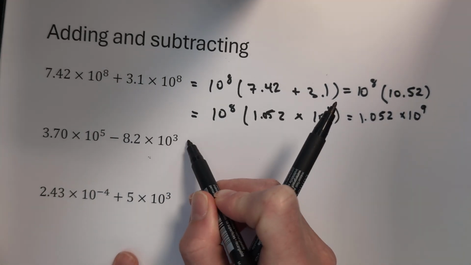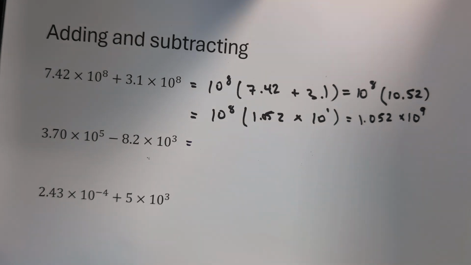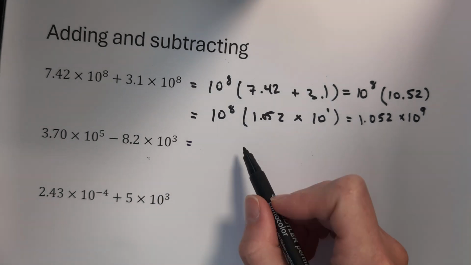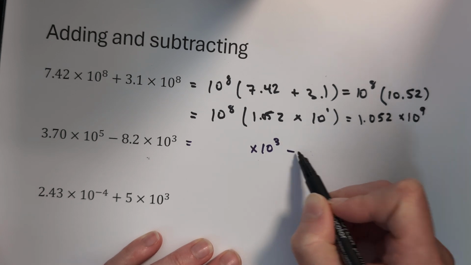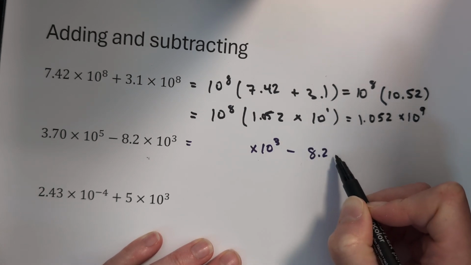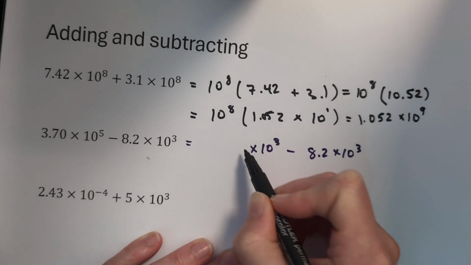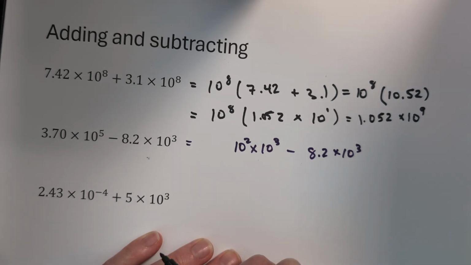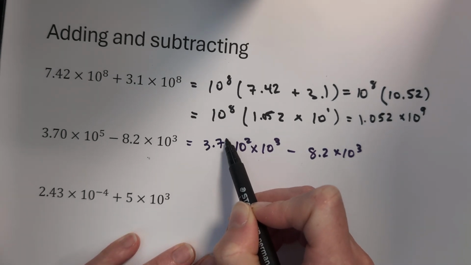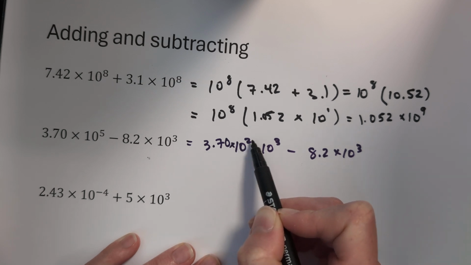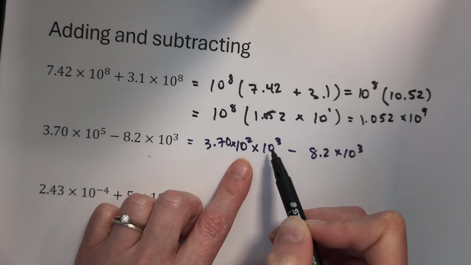I'll use a different color though, just to make it clear where one stops and the next one begins. If I want to make this thing times 10 to the 3, because the other one is times 10 to the 3, 0.2 times 10 to the 3, then I'm going to need a 10 to the 2. There, now I have my 10 to the 5th. So 3.70 times 10 to the 2nd times 10 to the 3rd. There's my 10 to the 5th.